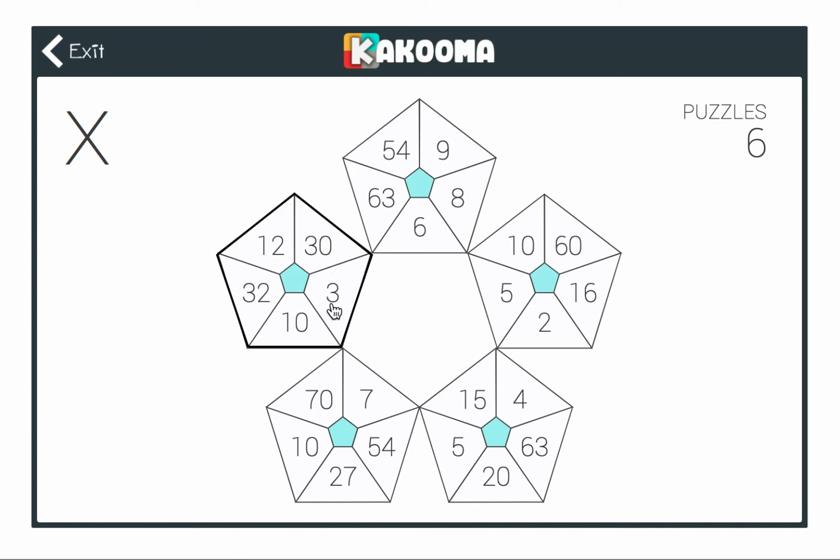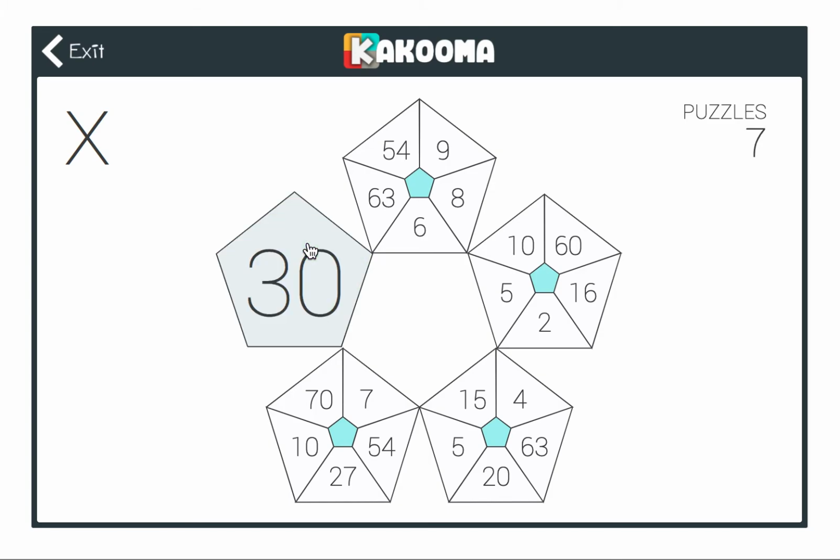If I look here, I see 3. Well, 3 times 12 we said is 36, so that's not an option. But 3 times 10 is 30. So 30 is the product of 3 times 10. 30 is the product of 2 other numbers in this puzzle set. So I'm going to click 30 for that reason, right?